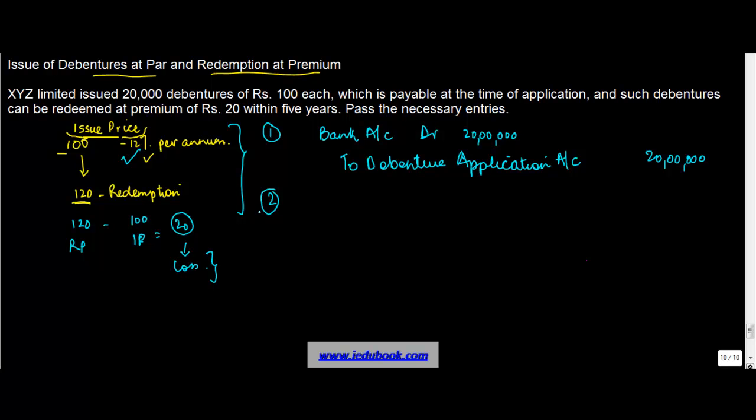The second entry is that you transfer this debenture application account, debit by an equivalent amount, to the debenture account. Why? Because what my liability is, is the debenture account and not the debenture application account.